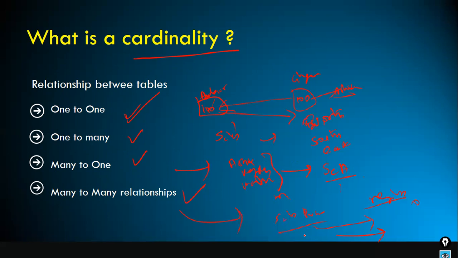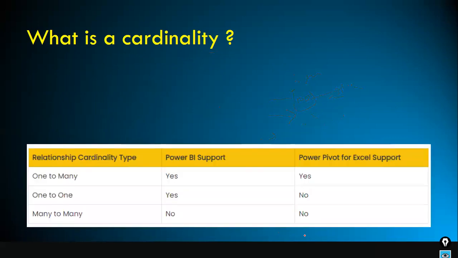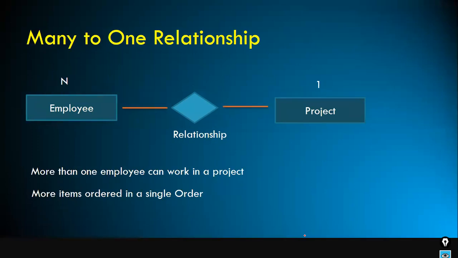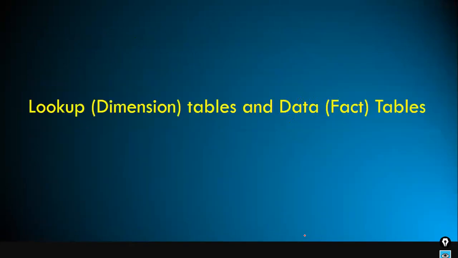Now we understood the types: one to one, one to many, many to one, many to many. If you work on any software project, you should know this. It is not specific to Power BI; it is specific to software projects. Any software project does data model design, and this is one of the tasks. The next one is what I explained here, the examples for one to many, many to one.